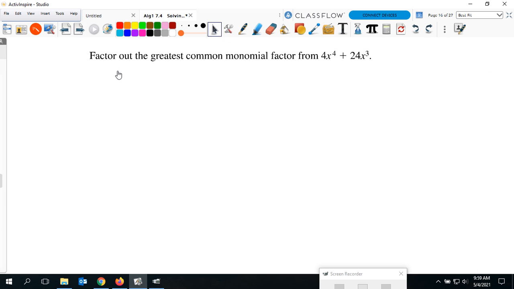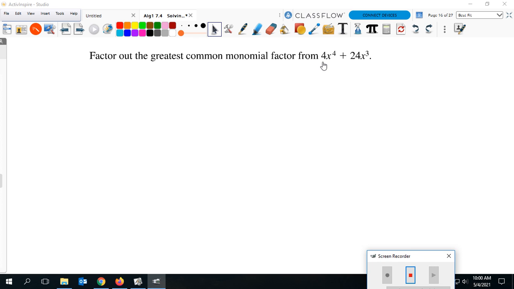Our next part here. We're going to now look at the greatest common factor. So we're looking for a greatest common monomial factor from two terms here, and so we're looking for number and the letter. So both number and letter is what we're looking for.